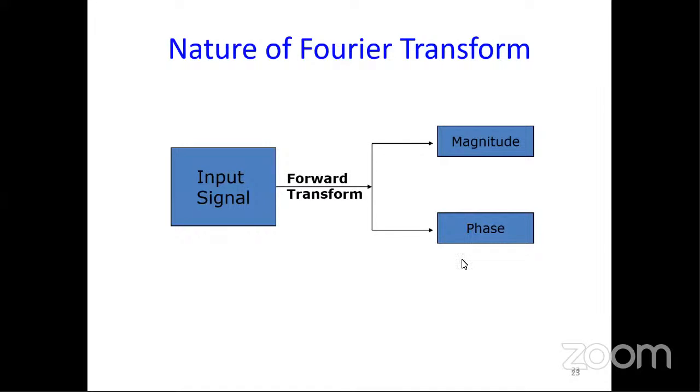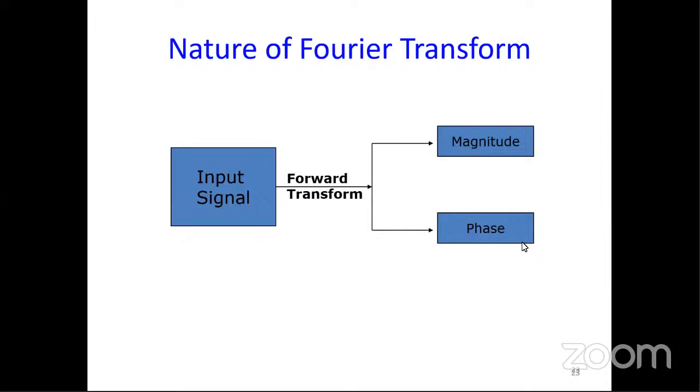So what we have to understand is, whenever you take Fourier transform, the output is a complex number. Whenever you have a complex number, you have magnitude and phase. For example, a plus jb is my complex number. Then the magnitude is square root of a square plus b square, and the phase is tan inverse of b by a.